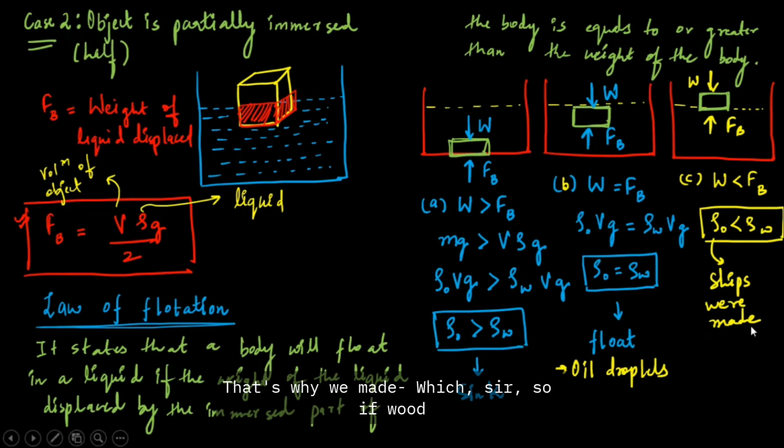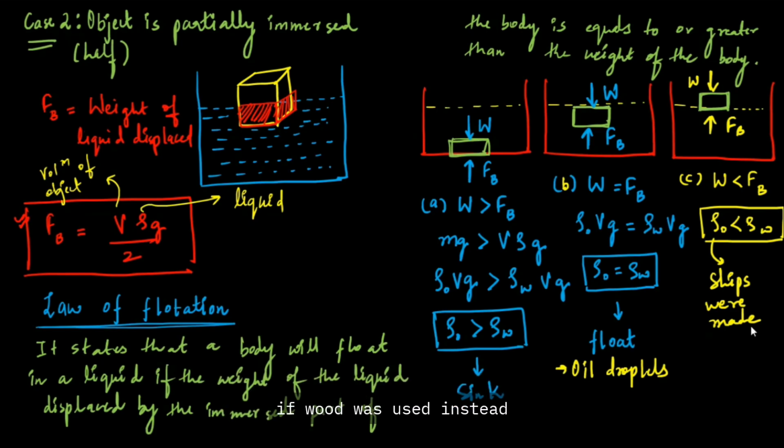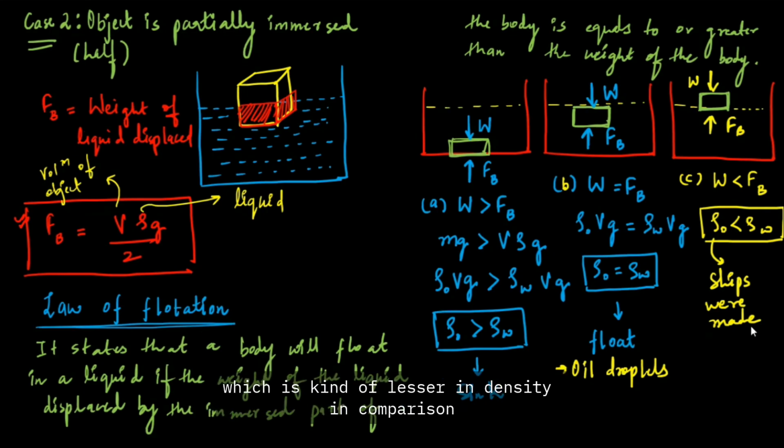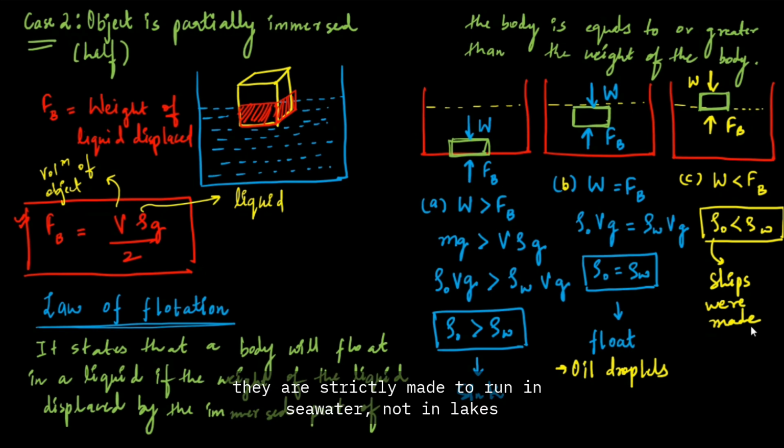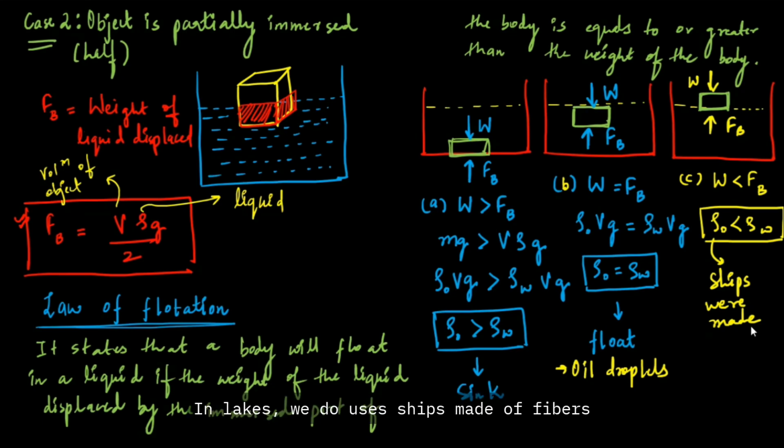Wait, why, sir? If wood was used then, how is metal used now? By using the concept of relative density. The specific gravity helps us to create a metal, or you can say an alloy, which is lesser in density in comparison to density of seawater. Because the ships which we use are strictly made to run in seawater, not in lakes. In lakes, we do use ships made of fibers, and that fiber material is again very strong but lesser in density. That is why we are able to use it, and they are able to float.